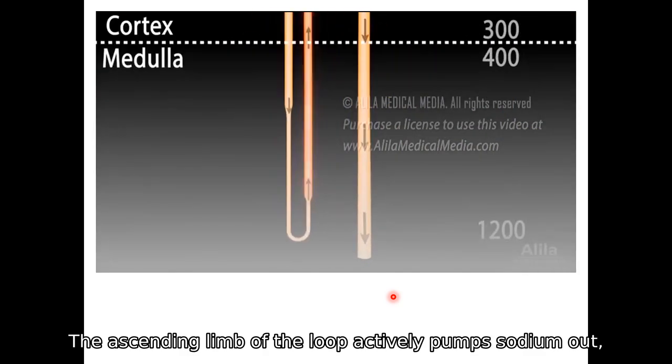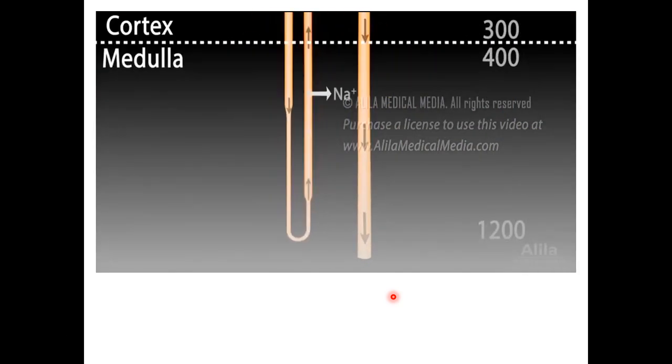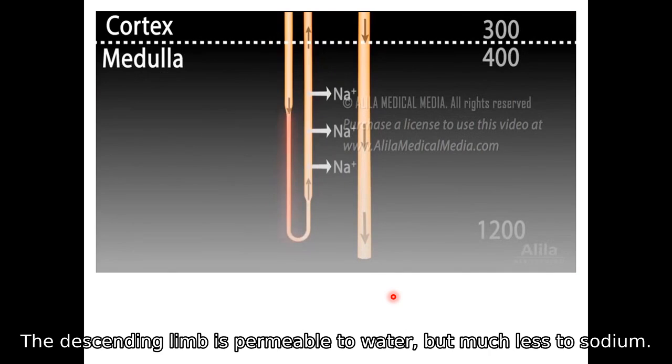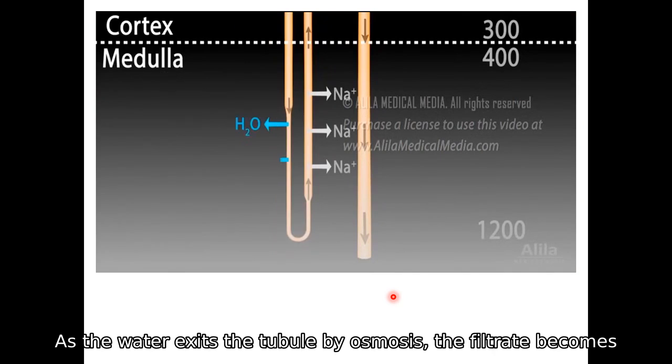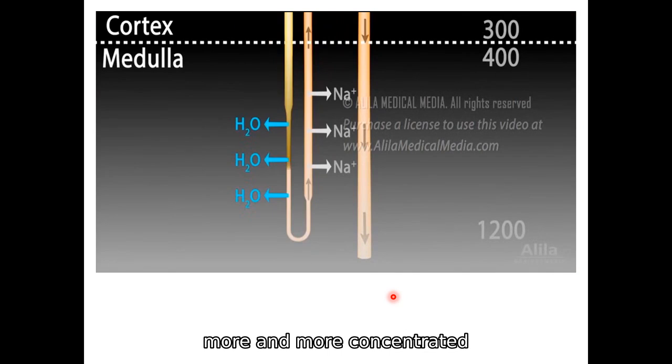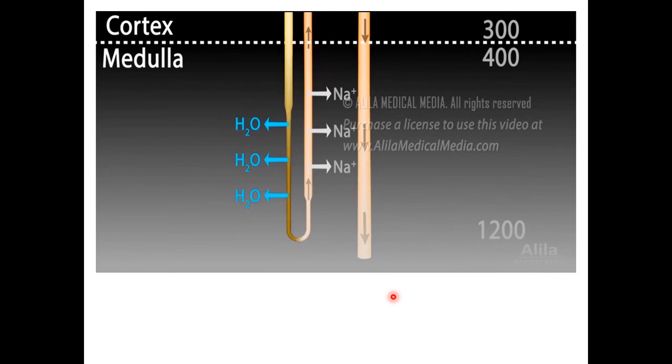The ascending limb of the loop actively pumps sodium out, making the medulla salty. The descending limb is permeable to water, but much less to sodium. As the water exits the tubule by osmosis, the filtrate becomes more and more concentrated as it reaches the bottom.